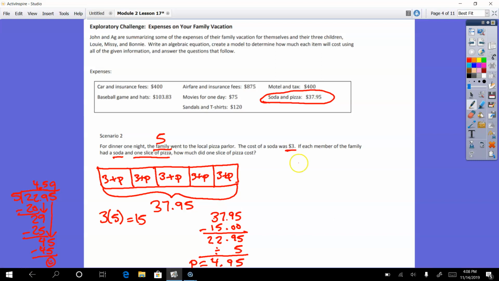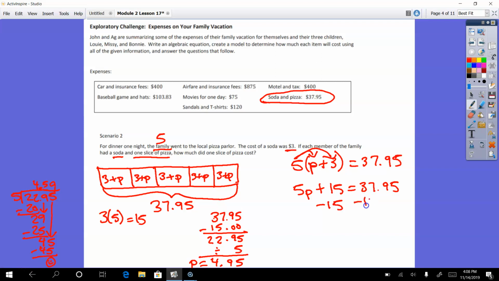And then let's show it algebraically. So 5, and each of them were getting a slice of pizza and the soda. The total was $37.95. We distribute. So 5p plus 15 equals $37.95. Subtract 15. And I just did it in a different order so you can see that the order doesn't matter.